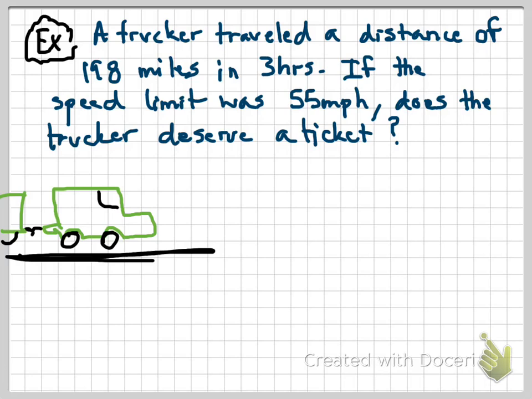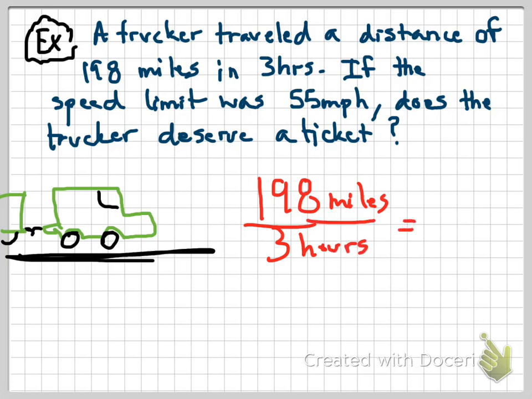So here's how the speed trap works. We figure out there's 198 miles in between the markers, and this trucker drives 3 hours in that distance, so we're just going to do 198 divided by 3. So 198 miles divided by 3 hours. This is the kind of math that the cops are going to do. And 198 divided by 3 is 66. So on average, this trucker went 66 miles per hour. That's definitely over the 55 mile speed limit.